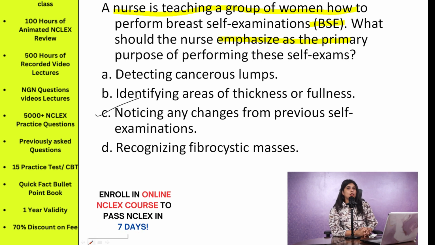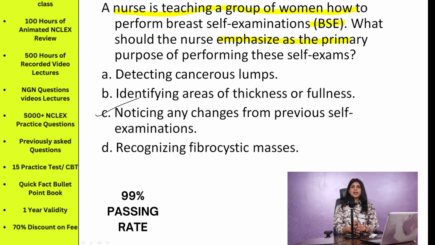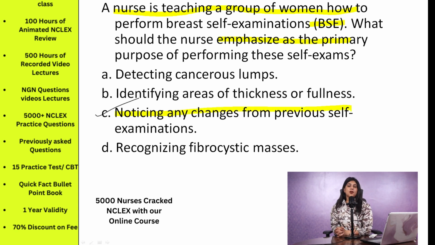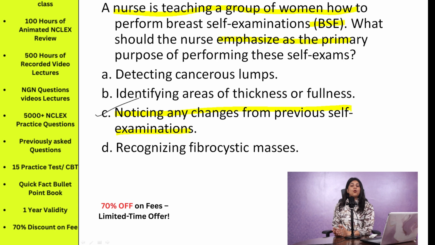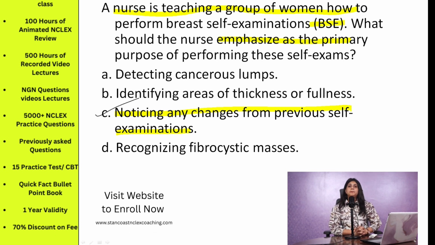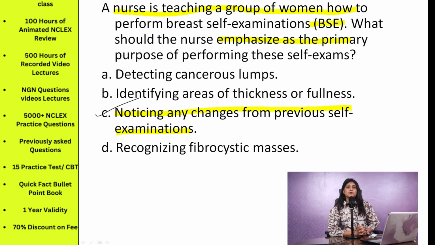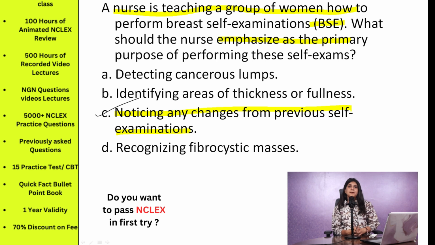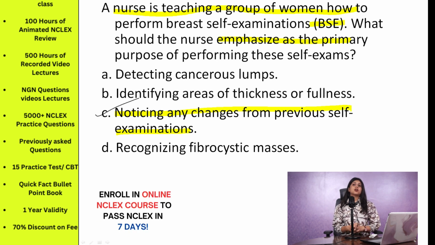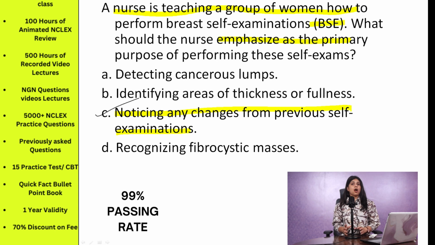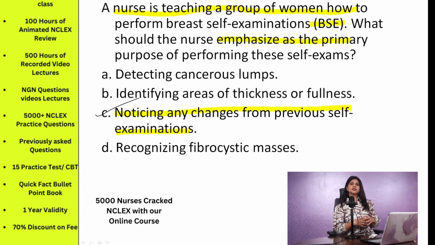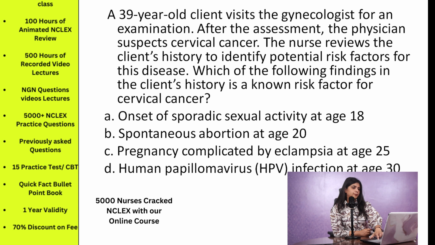Correct answer: C. The main goal of breast self-examination is to detect any changes in the breast over time. Option A. Only a healthcare provider can diagnose cancerous lumps. Option B. While areas of thickness or fullness may indicate a concern, the key is to notice any new or unusual changes. Option D. Fibrocystic masses are benign and can only be confirmed through medical evaluation. Now, let's put your critical thinking to the test with this next scenario.